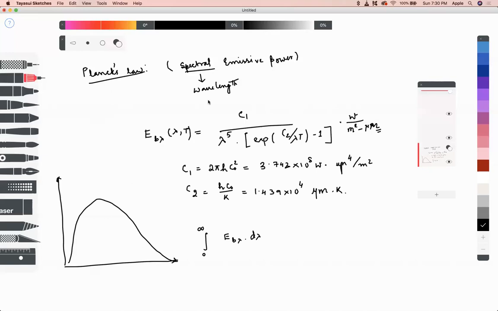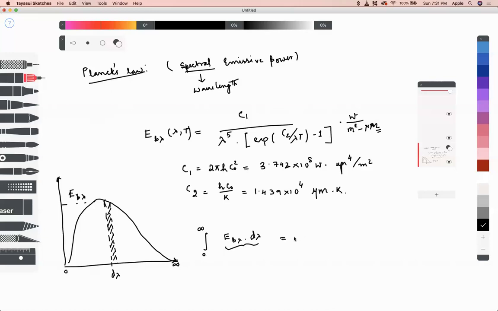You see, if we want to find the total emissive power, then it is the area under this particular curve. In this curve, I will choose one particular wavelength range. Let's call this d lambda, and let's say the value of the spectral emissive power is E b lambda. Then the area of this small strip will be E b lambda into d lambda, and then we have to integrate it from 0 to infinity. So wavelength stretches from 0 to infinity.